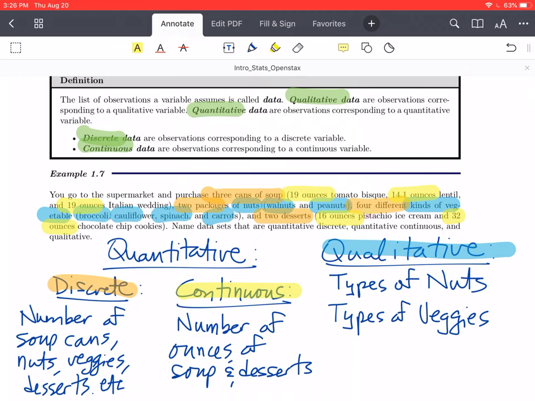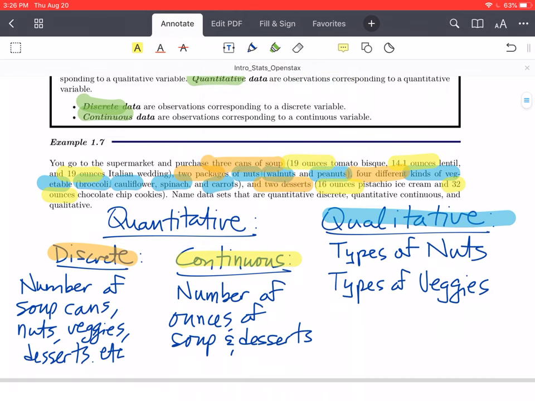All right, so that would give us our qualitative and our quantitative data there, both discrete and continuous for the quantitative. So hopefully that's becoming kind of clear how we're classifying these.